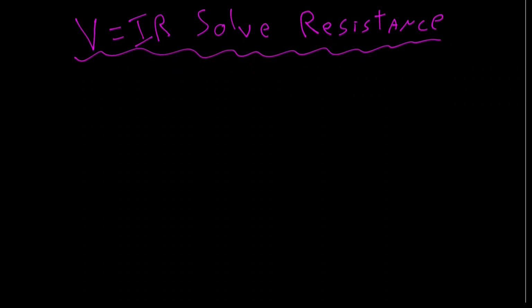Okay, in example number 3, we're going to solve for resistance. So the first problem would be resistance equals voltage over current. So that is the Ohm's law equation rewritten to solve for resistance. So this time we're going to have a voltage of 24 volts. And we're going to have a current value of 1 amp.